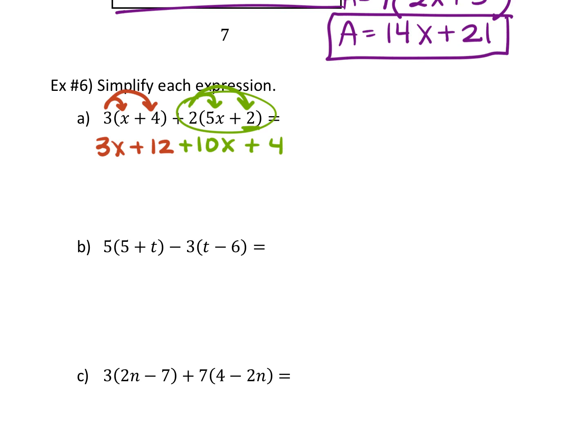Okay, so from here, find your like terms. 3x plus 10x equals 13x. 12 plus 4 equals a positive 16. So plus 16, and you're done. Isn't that lovely? So lovely. Okay, you do B and C. And when you're done with those, check your answers up here against mine. And if you got them right, you may start working on your homework. And if you didn't, I'll talk you through them in just a minute.